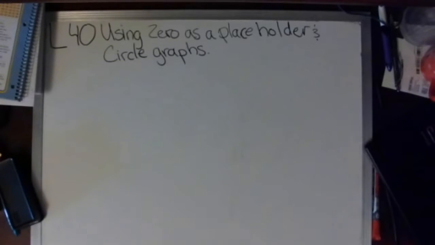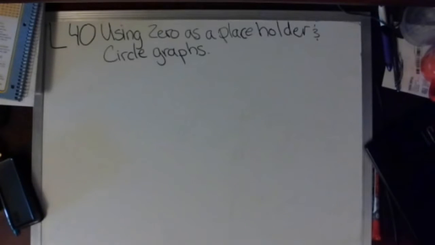This is lesson 40 for course 1, using 0 as a placeholder and circle graphs. So using 0 as a placeholder, we're going to go through it really quickly because we already do it. It's something that I tell you all the time in lessons, because I just like to know something is there and I'm not just looking at a blank space.